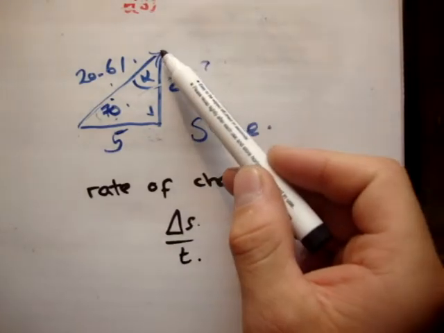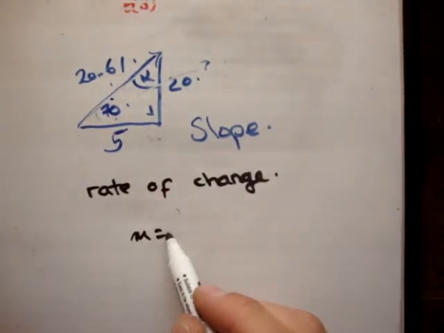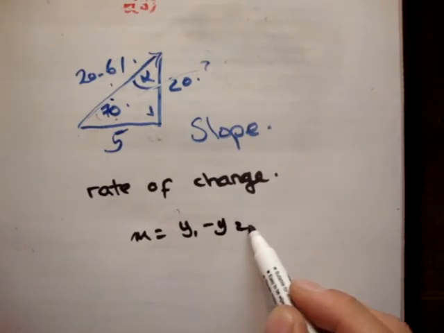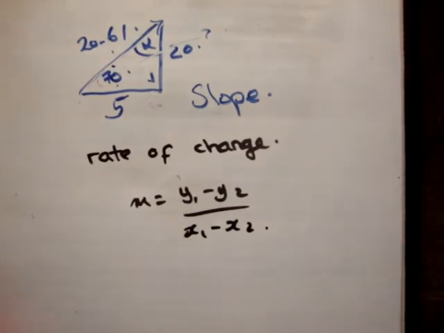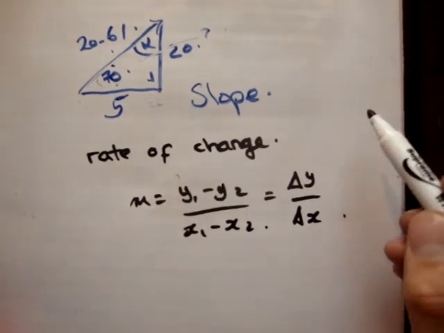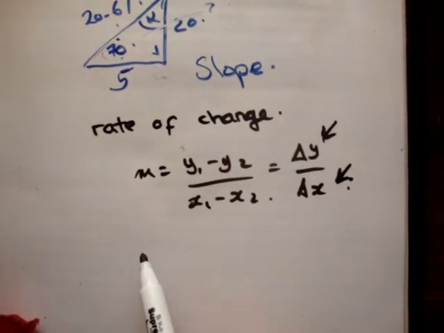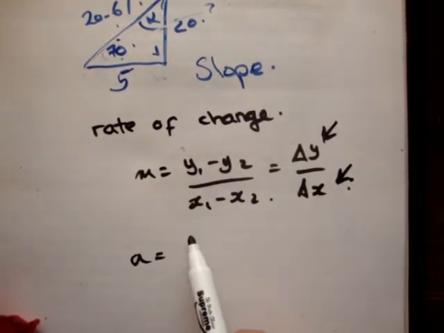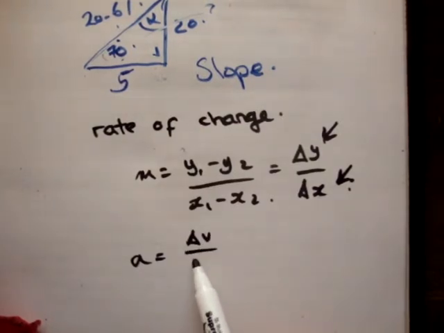So if we got the speed here and the speed here and divided by the time, we should get the acceleration. But look, what's the formula for slope? We'll say m is equal to y1 minus y2 over x1 minus x2. Is that it? Yeah, that's it. And what's that? That is delta y over delta x, the change in y over the change in x. But look, acceleration is equal to the change in velocity, or the change in speed, over the change in time.